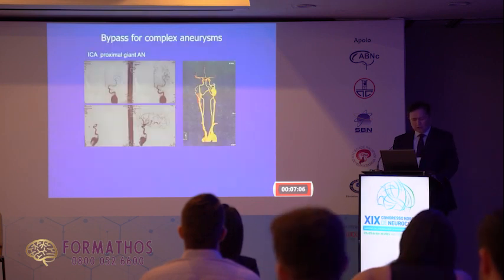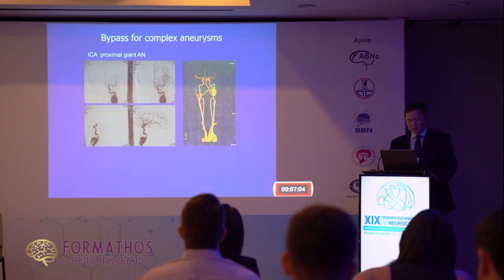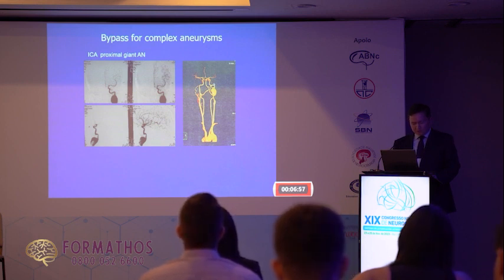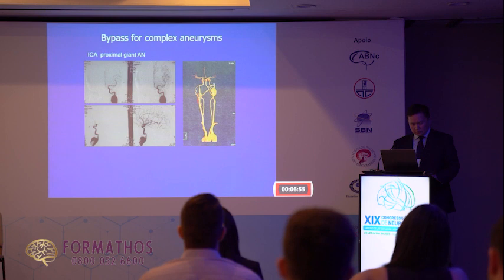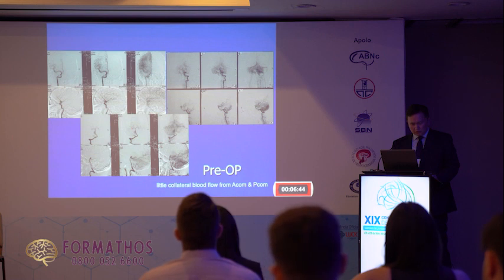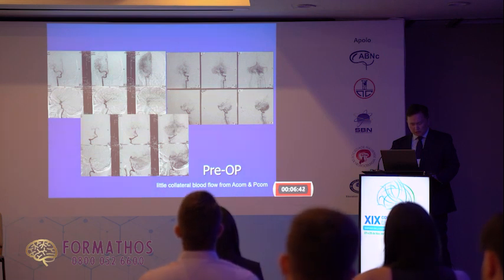Now the second indication is for complex aneurysms. This is an ICA proximal giant aneurysm, extracranial segment. The radiologist tried to put a flow diverter into it, but it failed. Then he referred the patient to me, and this is a balloon occlusion test. You can see very little collateral blood flow from ACOM and PCOM.